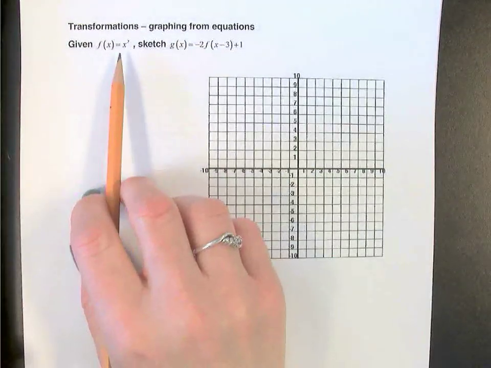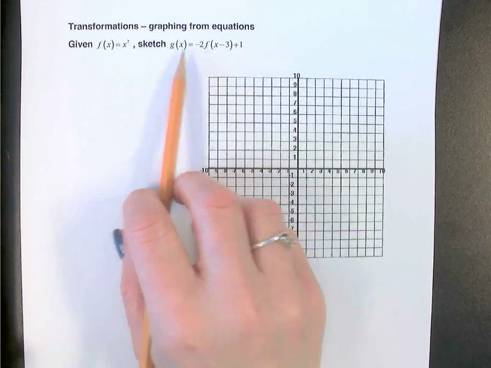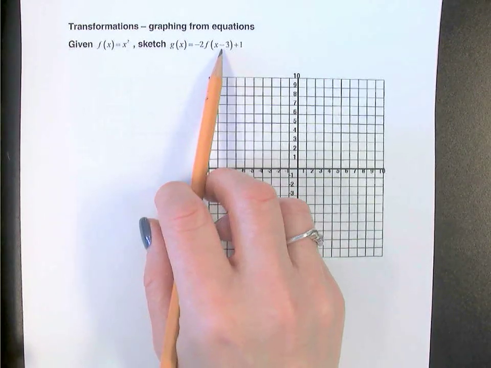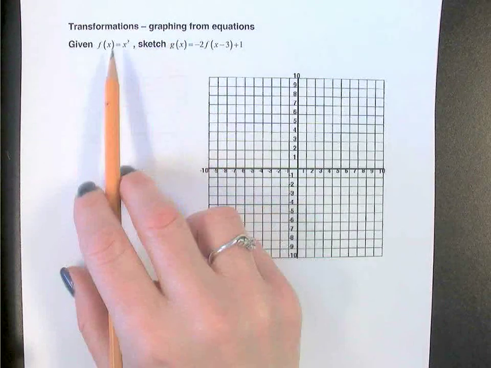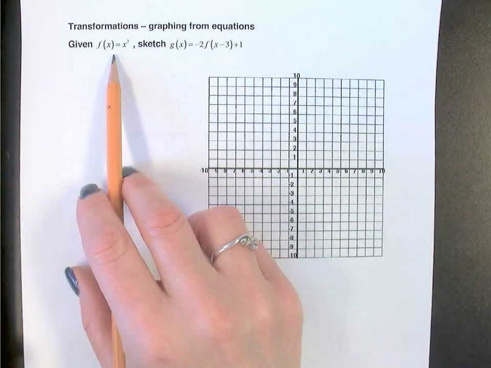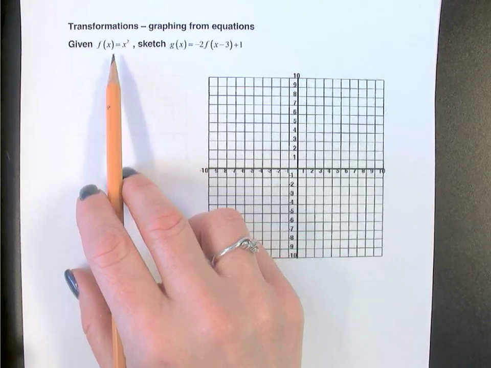Given f(x) = x², sketch g(x) = -2f(x - 3) + 1. First, I'm going to sketch f(x) = x². That'll help me visualize the parabola, and it will also help me generate some points.